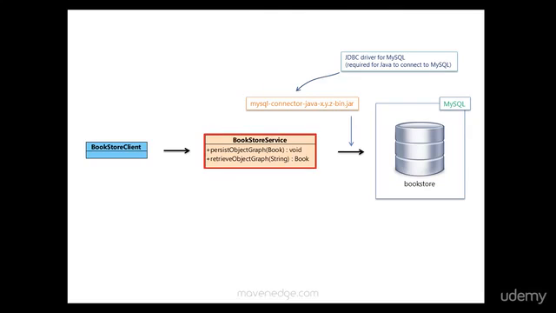So we have a Bookstore service class that will be used by a Java client called Bookstore client to persist and retrieve the object graph of the book object. And the Bookstore service class will do that using JDBC, which is used to connect a Java application to a relational database. And it will require the JDBC driver of MySQL for that, which is just a jar file that we need to have in the class path of our Bookstore application.